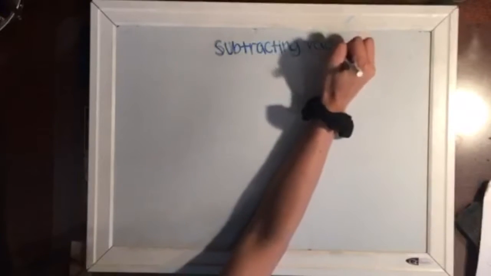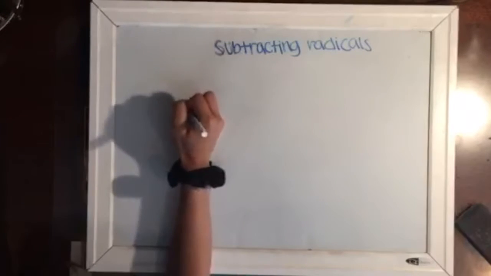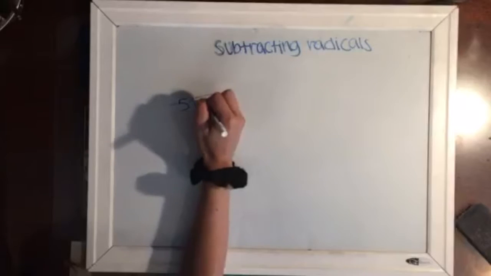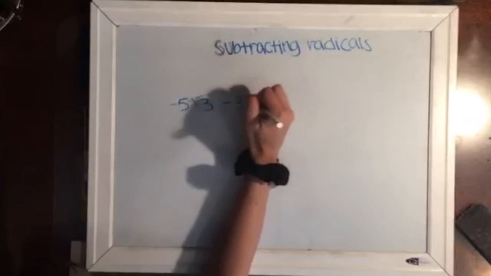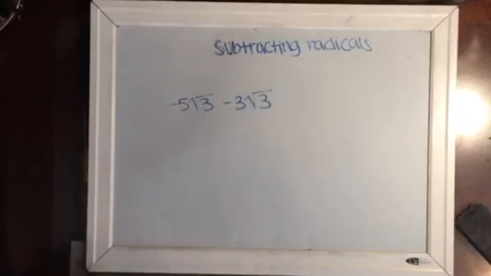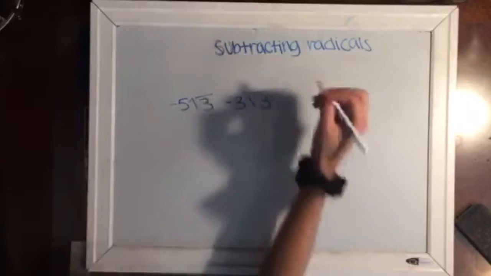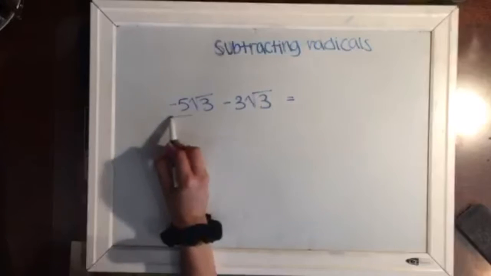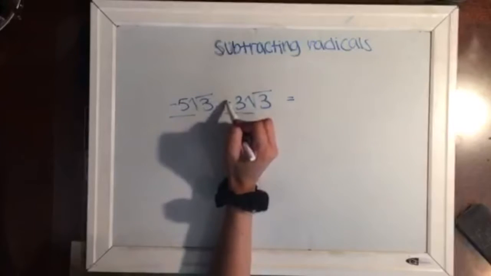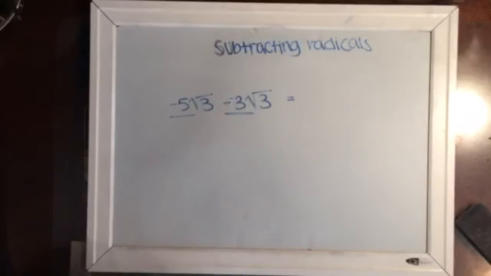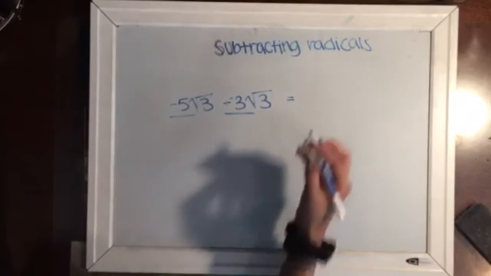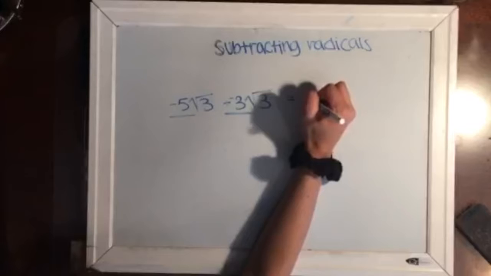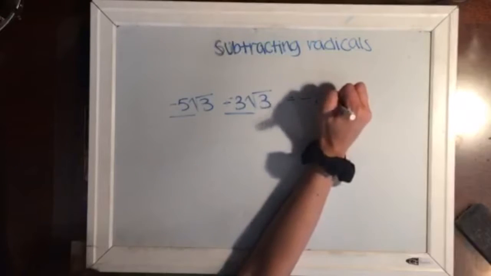So now we're going to be subtracting radicals. So the first problem we're going to do is negative 5 rad 3 minus 3 rad 3. Just like when adding radicals, you cannot subtract the number under the radical. So you're just going to subtract the numbers outside of the radical, which is negative 5 plus negative 3. And that solution will be negative 8, and the radical will stay the same, so it will be negative 8 rad 3.